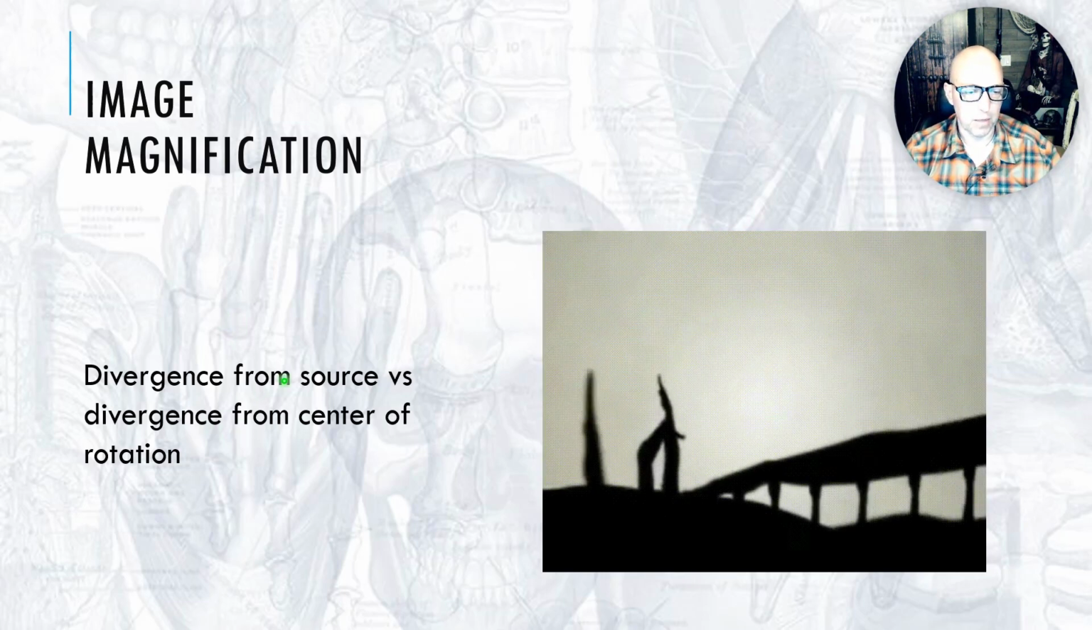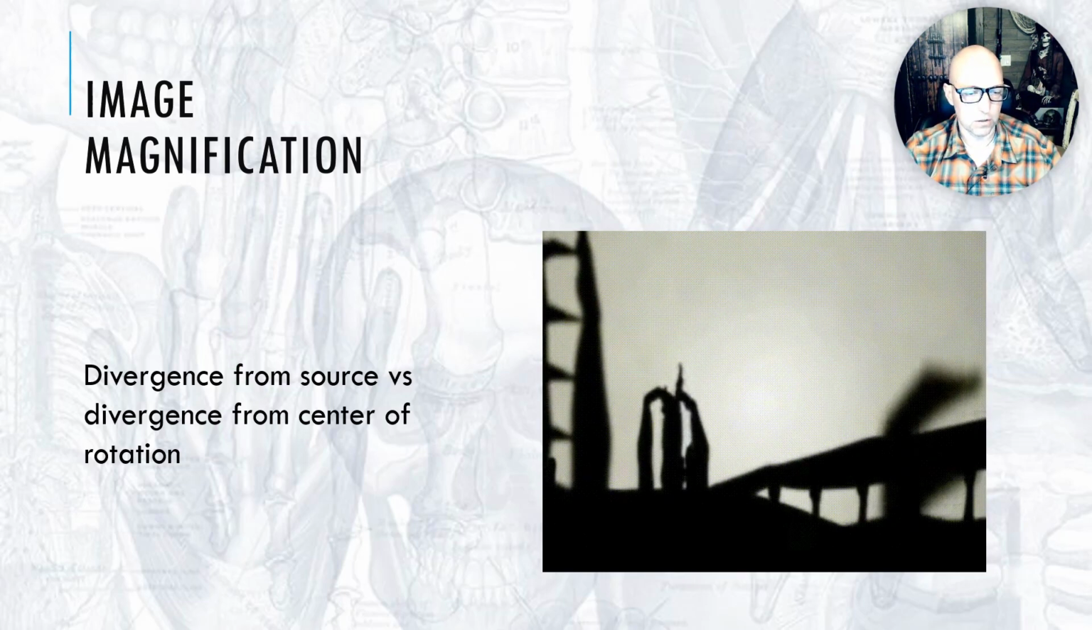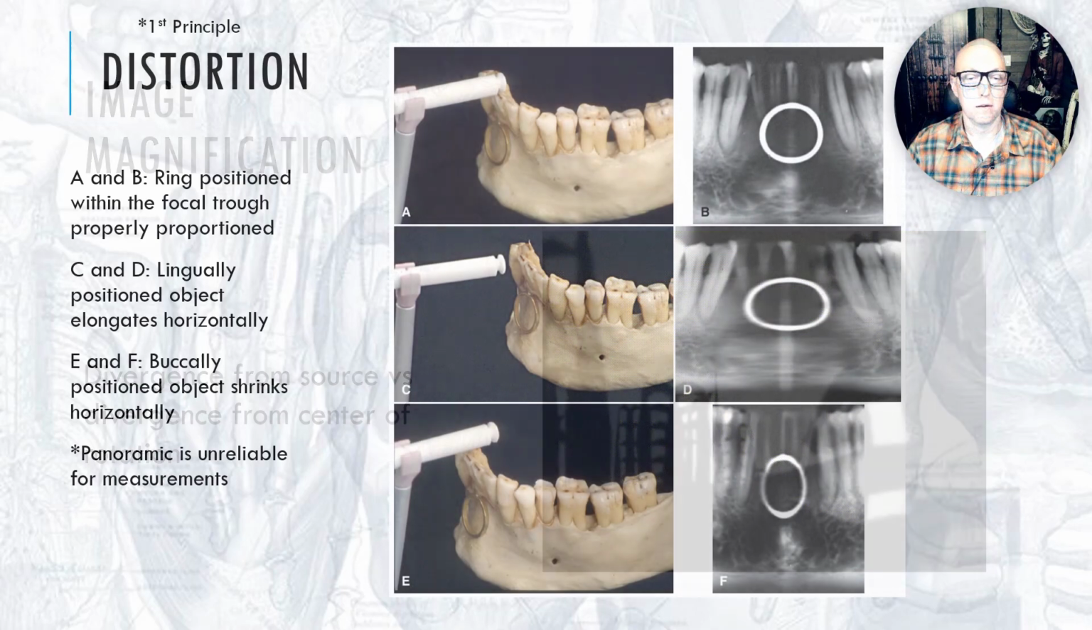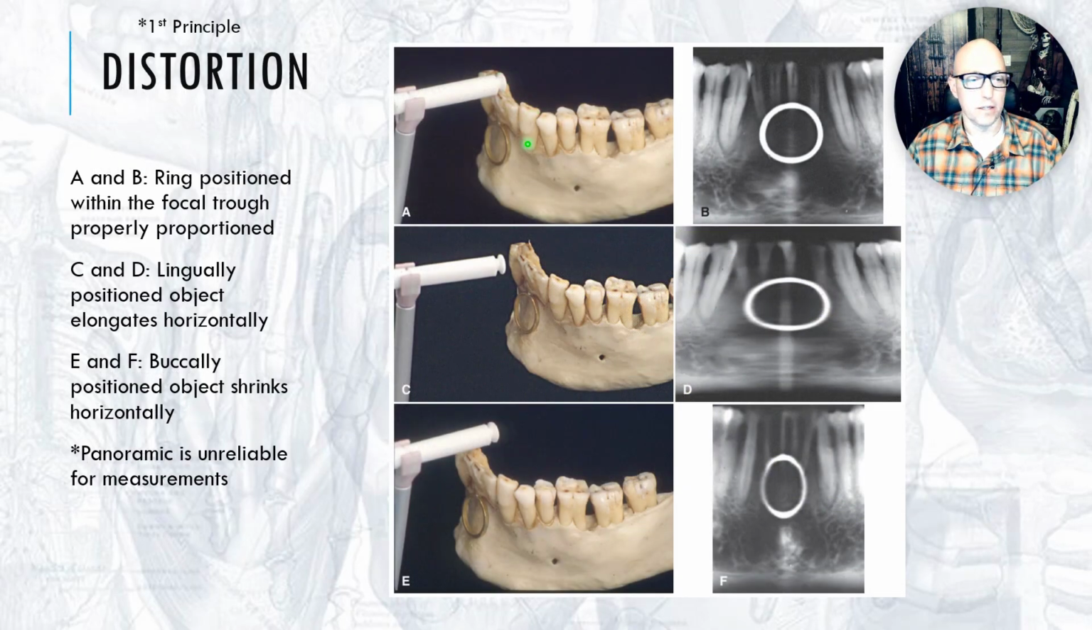And so that's what I mean here by the difference of a divergence from the source versus divergence from the center of rotation. All right, stick with me here. This still has to do with the first principle. That first principle is the focal trough, that only those things in that focal trough are in focus.